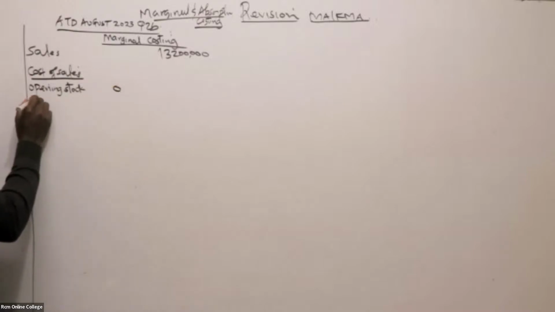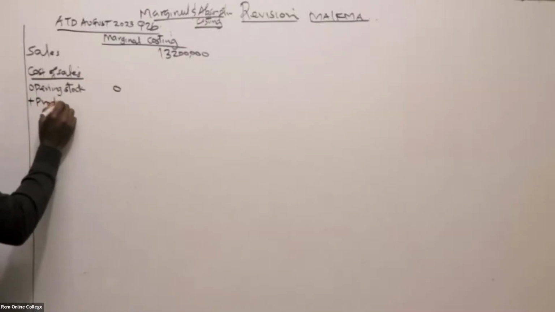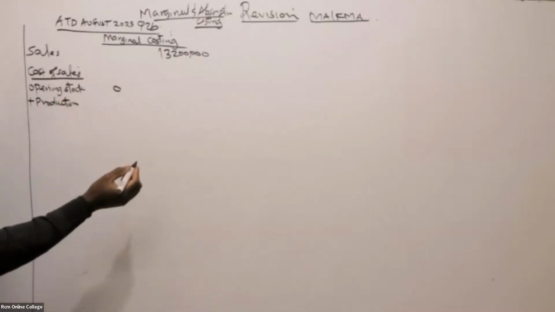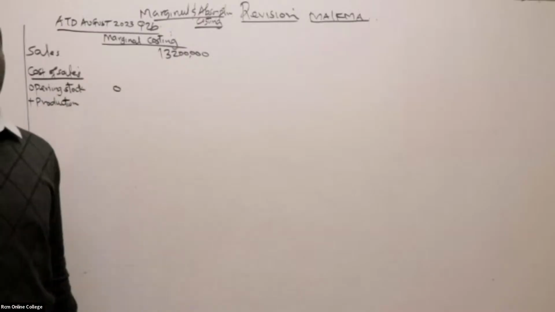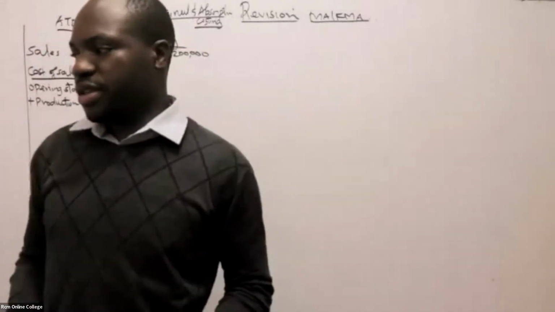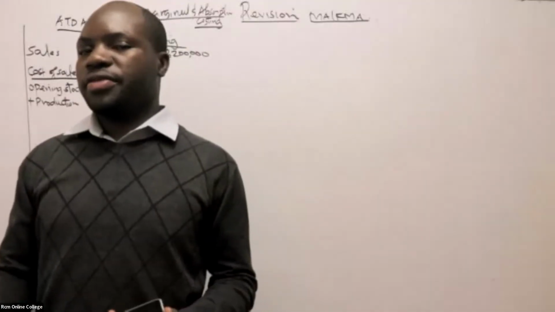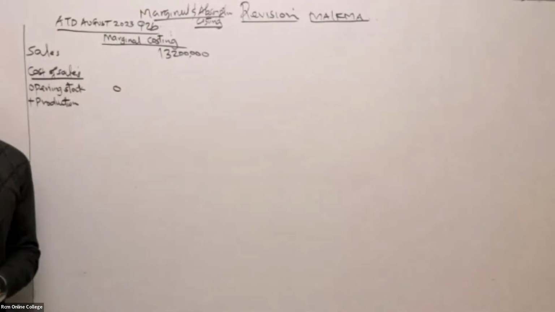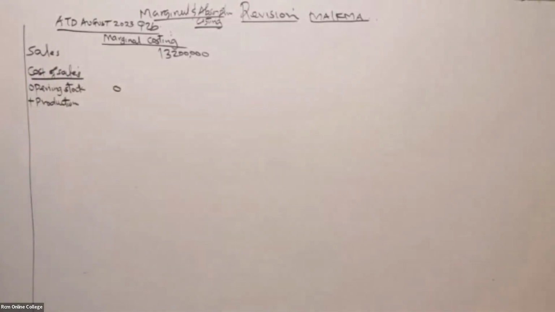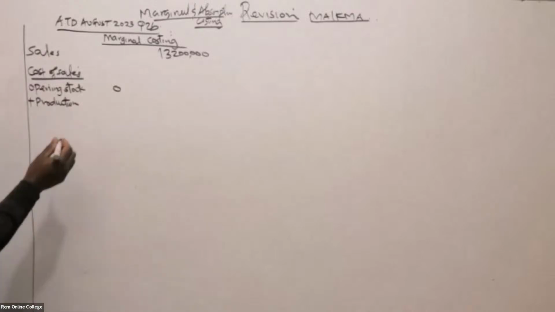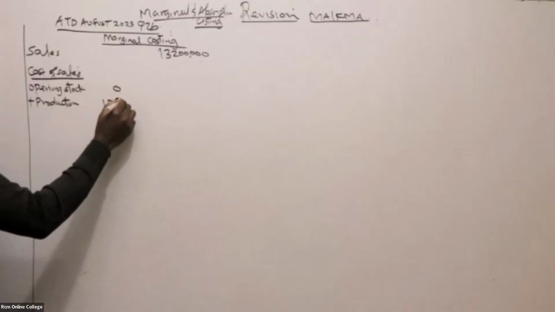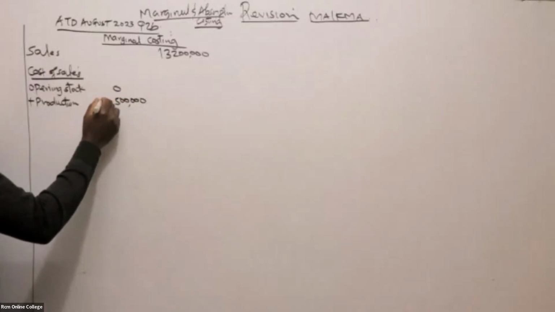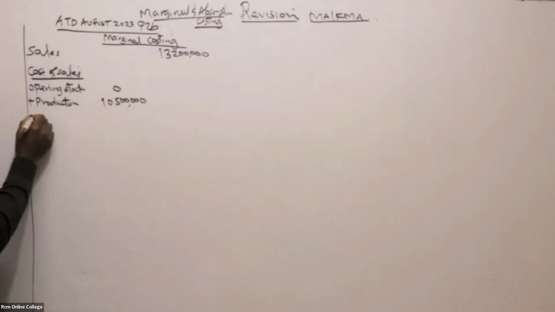How about production? So we add production. Remember, 30,000 units were produced, and the production cost per unit under marginal costing is 350. So can you take 350 multiplied by the 30,000 units that were produced? That is 10,500,000. So that will give us 10,500,000.